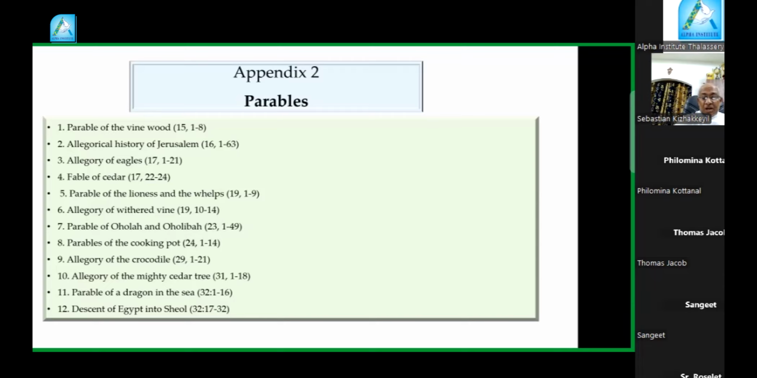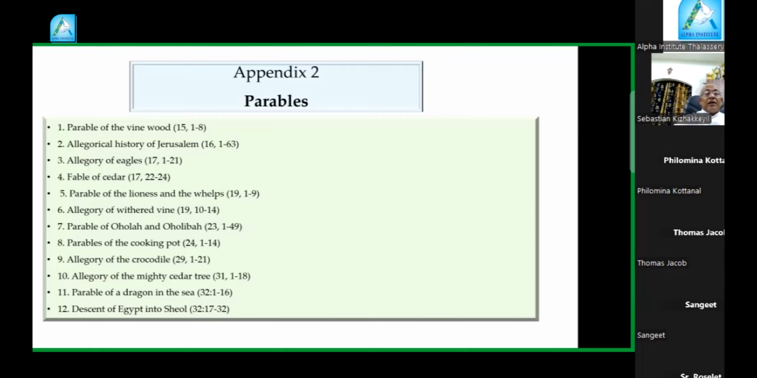Then chapters 29-32. There are four allegories: the allegory of the crocodile, the allegory of the mighty cedar tree, then the allegory of the dragon in the sea, and the allegory of Egypt's descent into the netherworld. These allegories are about the fall of Egypt, their pride and their fall. Yahweh will finally see that the pride of Egypt will be punished and they will be destroyed. That is through two allegories and two parables.